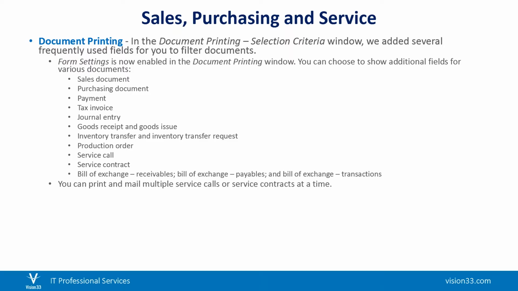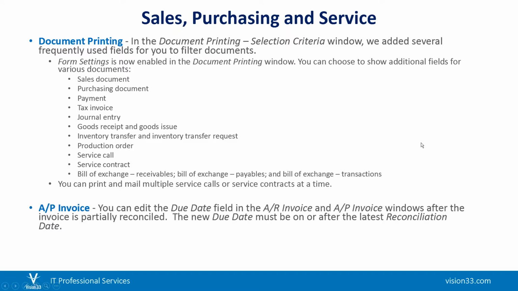So again, just functionality to make it easier to use the application than it was previously. And you can print and mail multiple service calls or service contracts at one time. So lots of little additions that are helpful, and these are all related to sales, purchasing, and service functionality throughout the system. And in an AP invoice, you can edit the due date field in the AR invoice and the AP invoice window after the invoice is partially reconciled. So the new due date must be on or after the latest reconciliation date. So you can move it forward basically, but not backwards.